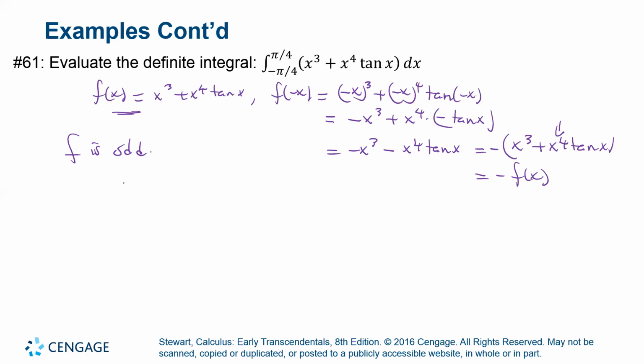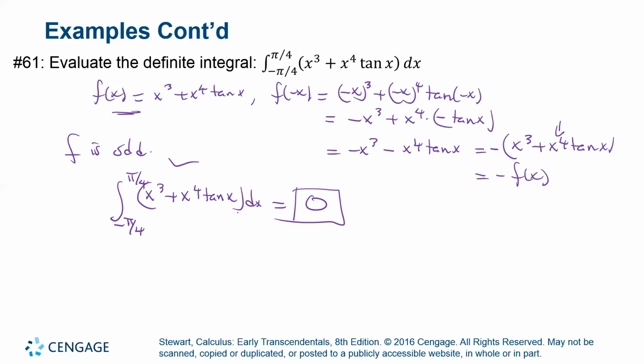Now if f is odd, then the integral from negative pi over 4 to pi over 4 of x cubed plus x to the 4 tangent of x, I don't need to do anything at all. Once I conclude that it's odd, this is equal to 0, period. You're done.